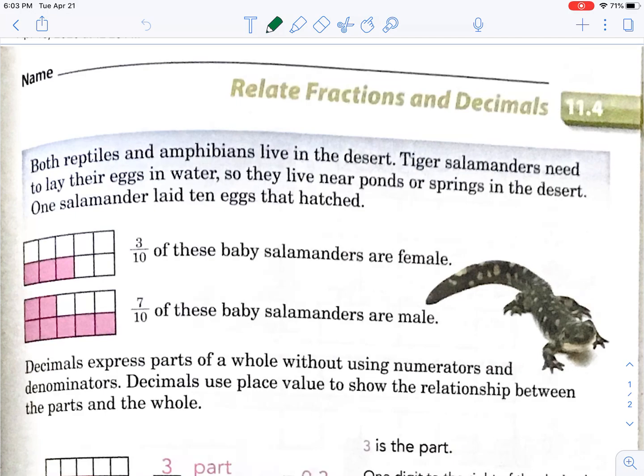Okay, so look at the top of the page. We are on page 313. It says both reptiles and amphibians live in the desert. Tiger salamanders need to lay their eggs in water, so they live near ponds or springs in the desert. One salamander laid 10 eggs that hatched.